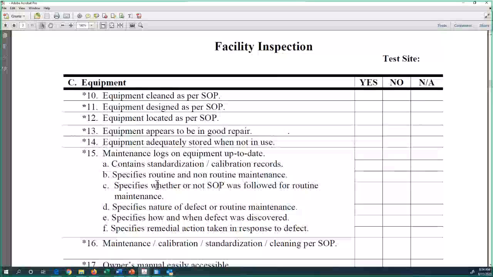And all those SOPs are related. If something goes wrong with nature, mother nature, you need to put it there. Normally just putting routine or non-routine should be good enough.